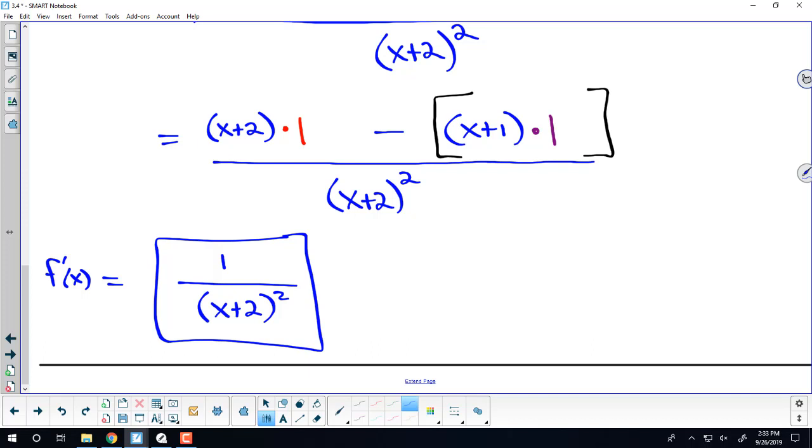How'd you get the 1 in the numerator? Yeah, the numerator here, we just have the x plus 2 times 1. So that's just x plus 2. Right. And then we have the negative distributed to the x and to the 1. So that's negative x minus 1. Okay. Which is equal to 1.